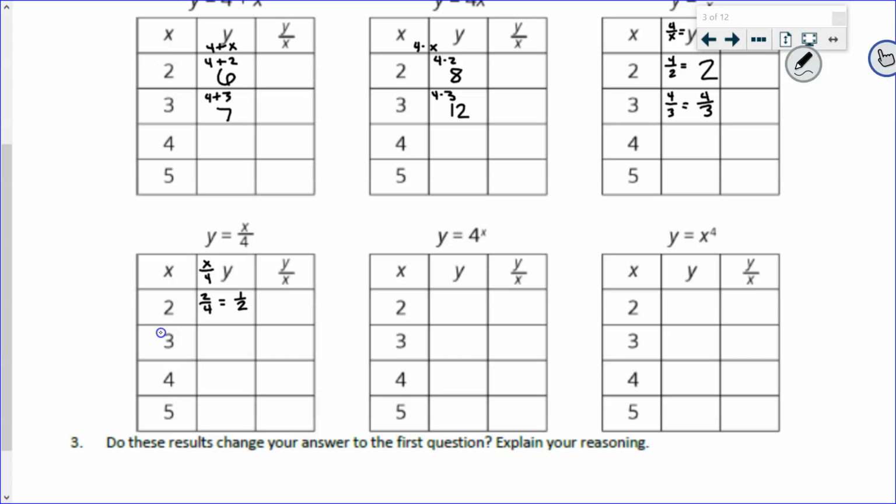X divided by 4, only x this time is 3. So I'd be typing into my calculator 3 divided by 4, and that is equal to the fraction 3/4, or we'll go ahead and decimal this one, 0.75.